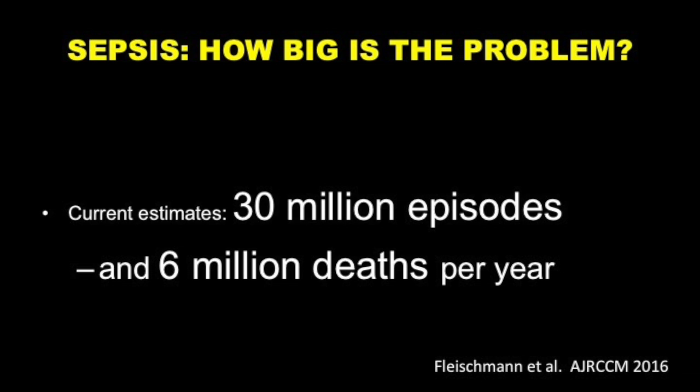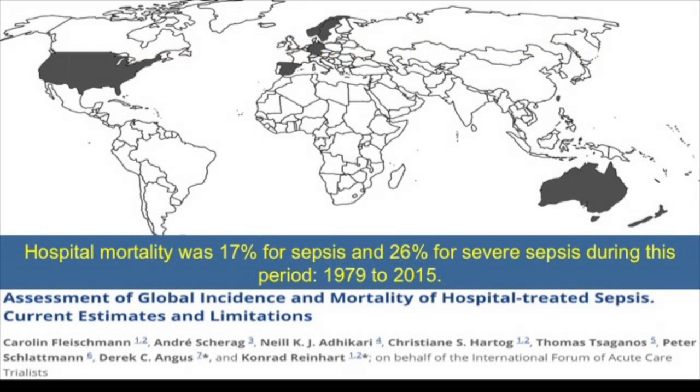The shaded countries are where that data came from. Now you tell me if that's representative of how much sepsis there actually is in the world. So that 30 million, those 6 million deaths are a gross underestimate of what the actual global incidence and mortality of hospital-treated sepsis is. They found 17% hospital mortality for sepsis and 26% for severe sepsis. And again, we know those numbers are not accurate.